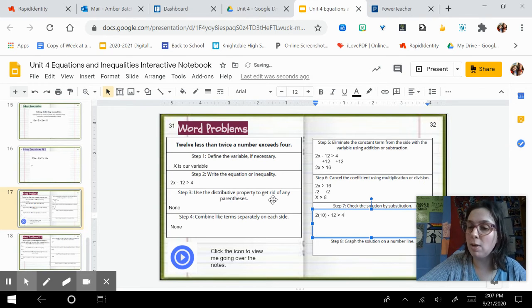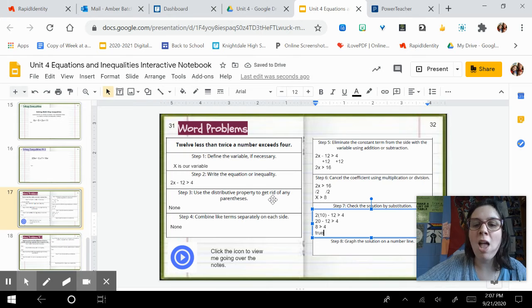So it honestly doesn't matter what number you use as long as it's bigger than 8. 2 times 10 is 20, minus 12 is greater than 4. And now I subtract: 20 minus 12 is 8, greater than 4. Is this statement correct? Yes, so that is true. It is correct. 8 is bigger than 4, so our answer is correct. Anything above 8.